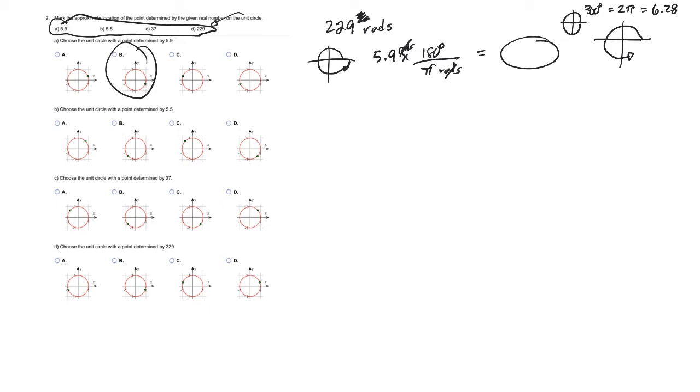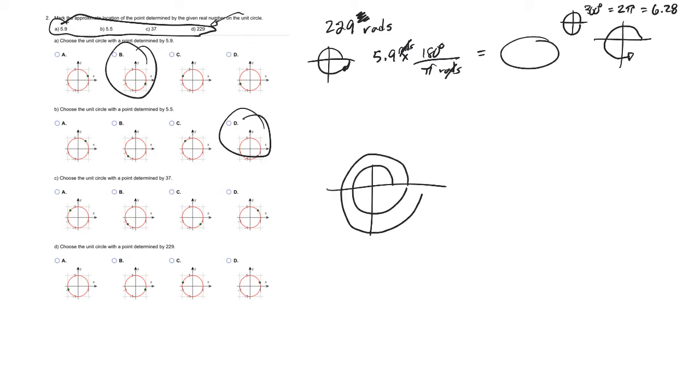5.5 has got to be in the same general area, maybe this one. 37, ooh, no. 37, I know 6.28 is once, so that would be what, 12.56, is that twice? And I guess I'd have to keep going. An easy way to figure that out, though, is just go 37 divided by 6.28, and that'll tell you how many rotations or revolutions that you've made to go around.